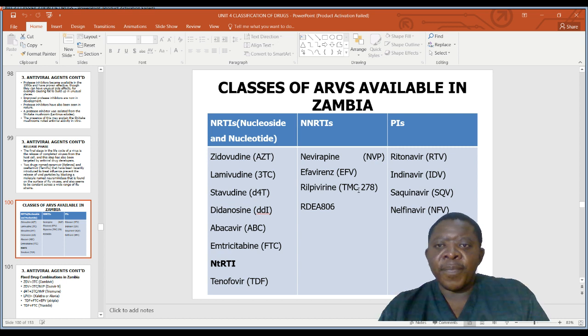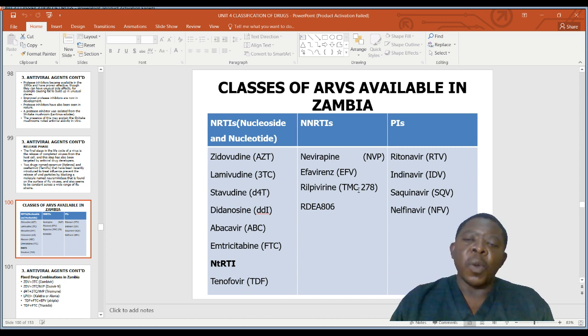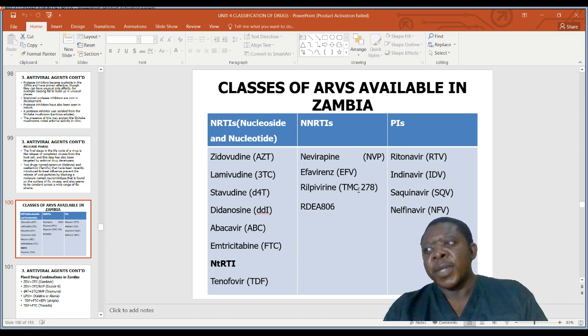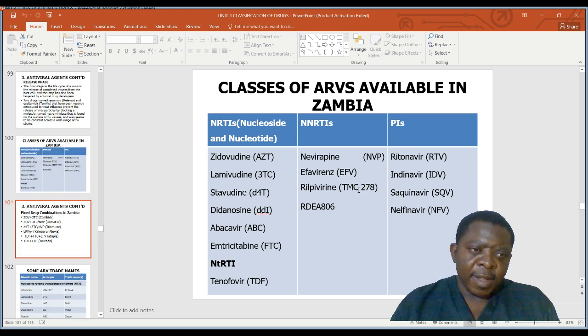Then the PIs, most of them end with VIR at the end of the drug name. So we have ritonavir, indinavir, saquinavir, nelfinavir. Most of them end with VIR. Those are some of the drug classes available in Zambia. Of course, some new drugs have come in, like dolutegravir, which is an integrase inhibitor.